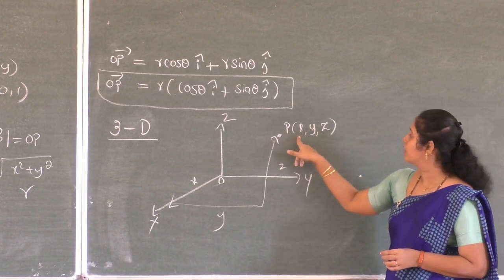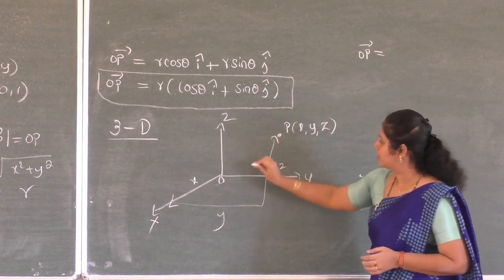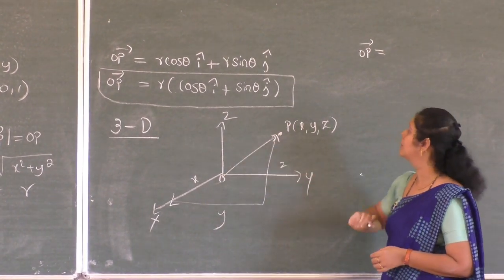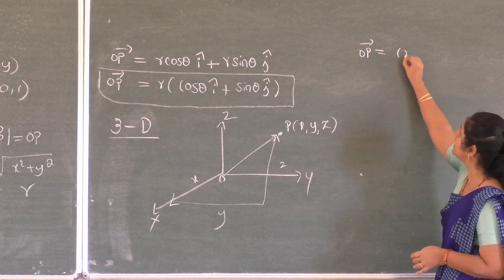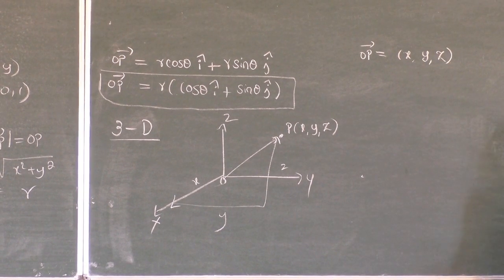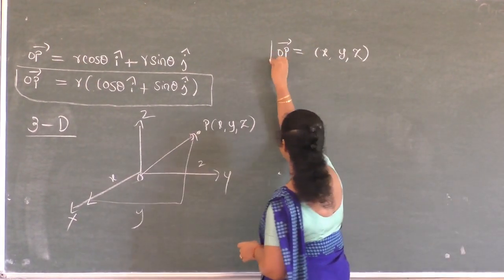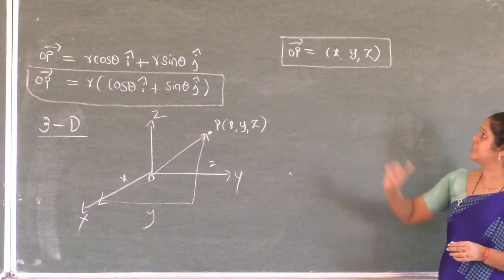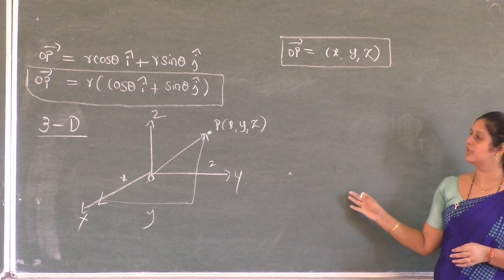Okay, now vector OP. So what is vector OP? Vector OP means taking the initial point as origin. Its terminal point itself defines the vector. So a three-dimensional vector is an ordered triplet x comma y comma z. So one way to represent vector OP is as the ordered triplet x comma y comma z, where x, y, z are numbers. Now another way to represent that vector.